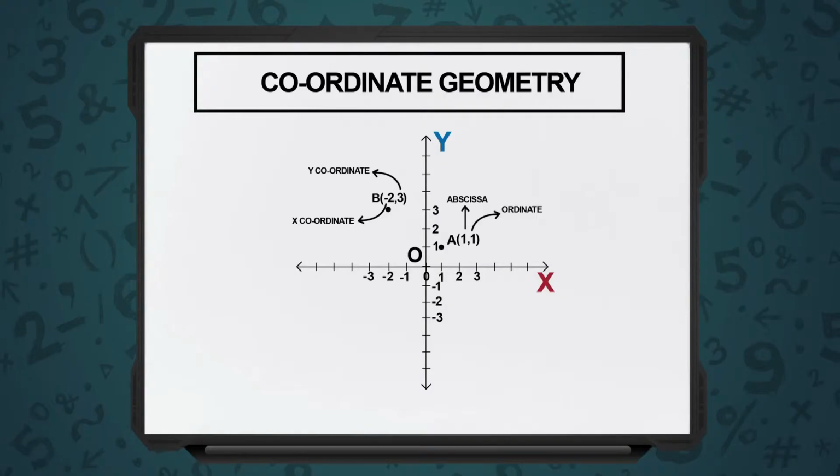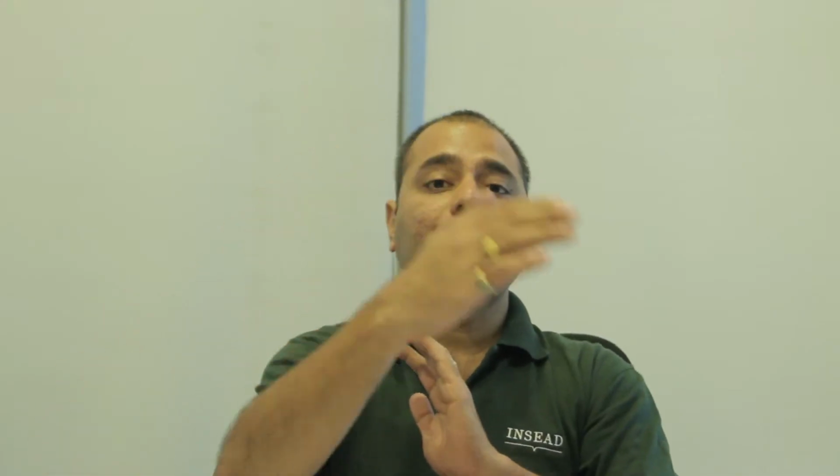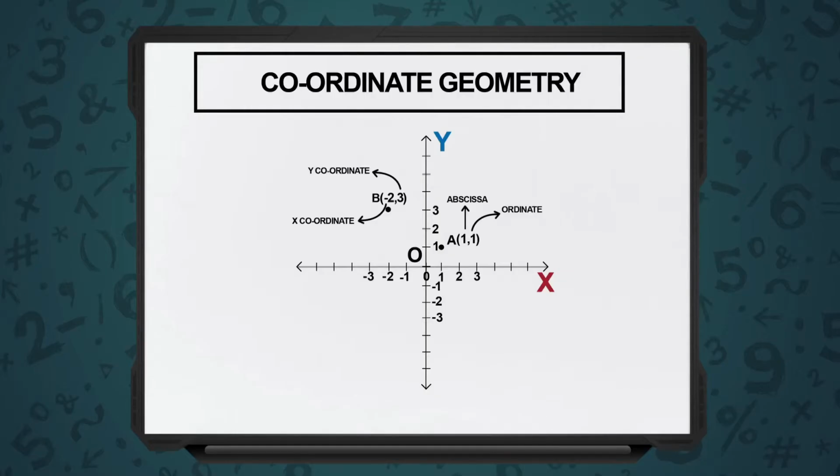So if you have a point A on the two-dimensional plane, you will always denote it by A(x, y). Or let's say we have two points A and B. You can say A(x1, y1), B(x2, y2). That is how you do the notation as far as coordinate geometry is concerned.